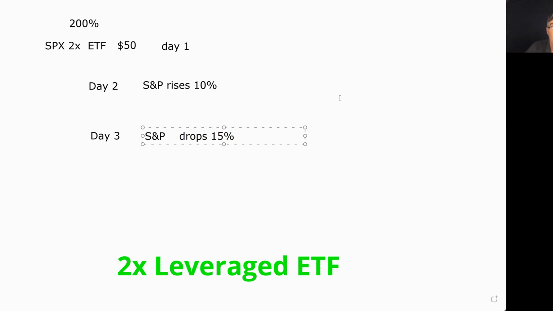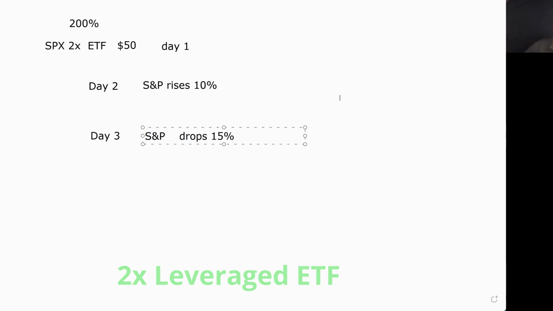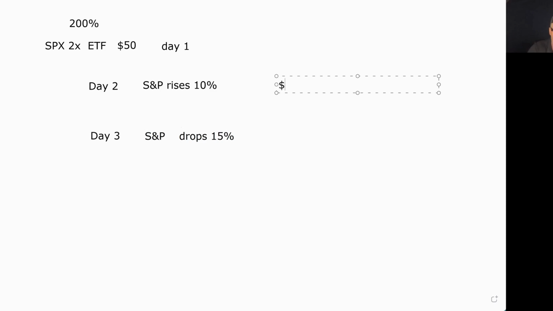So now we have to figure it out. We're starting at 50, and since it's a 2X or 200%, that means it's going to move twice as much as the index it's following. So here the S&P goes up 10%, which means we're going to go up 20%. So $50 times 10% is 5, double that is 10. So we're going to move up $10. At the end of day two, our new ETF is now at 60 bucks. Are we okay with that?